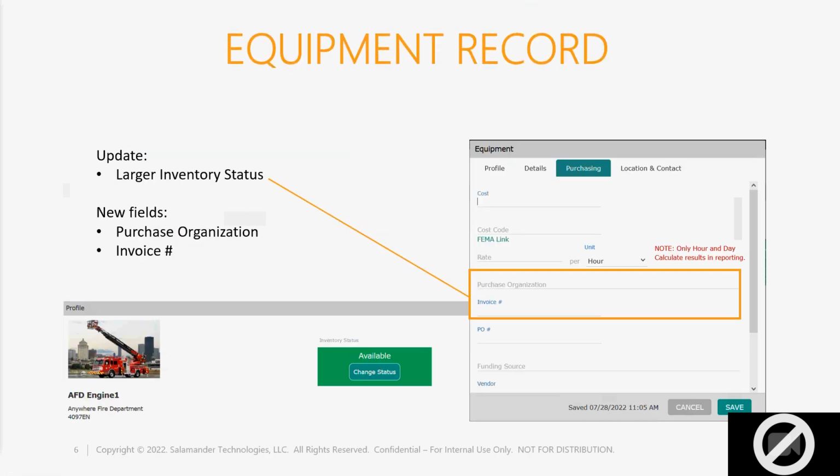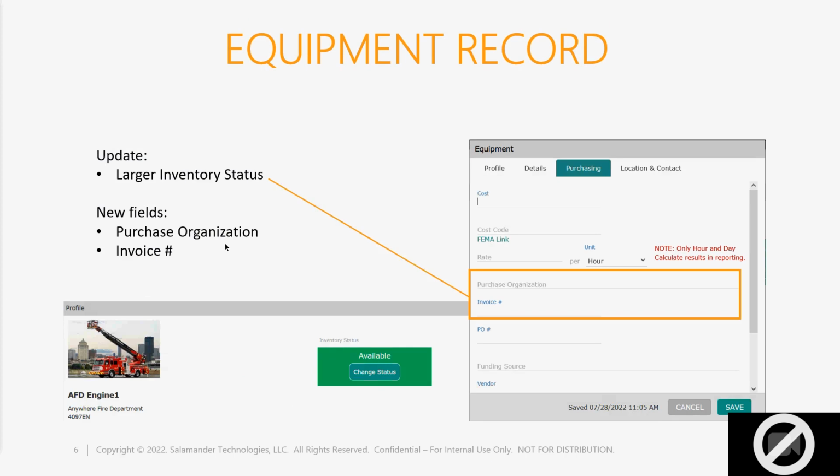On the equipment side, you'll see that there are 2 changes. We've increased the size of the inventory status to make it more visible. We also made the button bigger so that you can actually click on it. And then under the purchasing tab, we also added 2 new fields. So we've added purchase organization and invoice number.